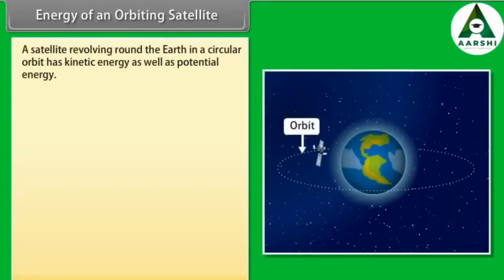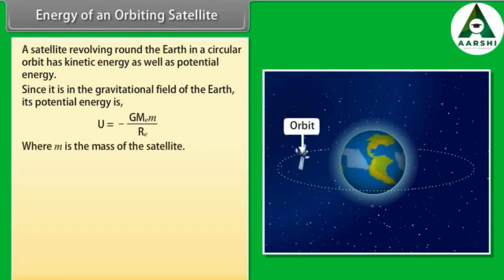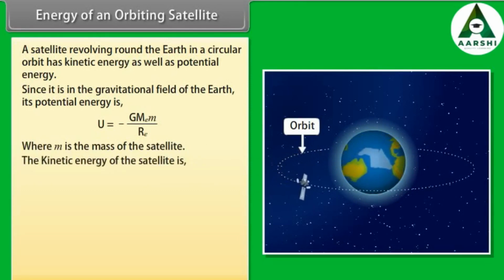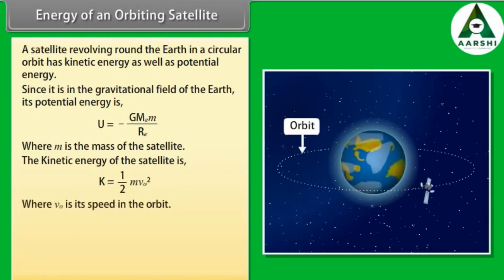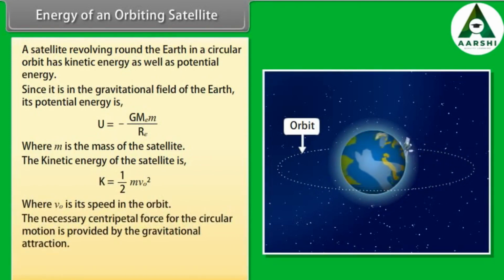Energy of an orbiting satellite. A satellite revolving round the Earth in a circular orbit has kinetic energy as well as potential energy. Since it is in the gravitational field of the Earth, its potential energy is U = -GM_E m / R_E, where m is the mass of the satellite. The kinetic energy of the satellite is K = 1/2 m v0², where v0 is its speed in the orbit. The necessary centripetal force for the circular motion is provided by the gravitational attraction.